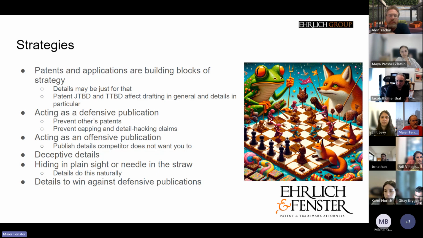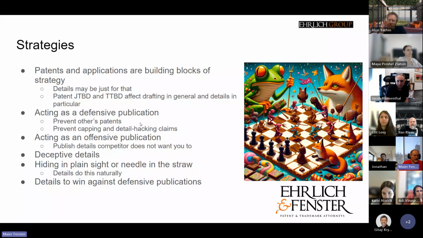And last but not least, details to win against defensive publications. If somebody else made a defensive publication, but they didn't put in all the details, I can put in all the details. And then maybe I will still be able to get a patent to block them, just exactly the opposite of what I described before, but I need to make sure that I have enough details in my patent application.